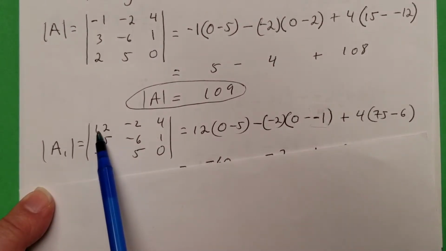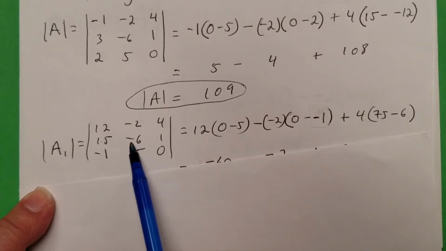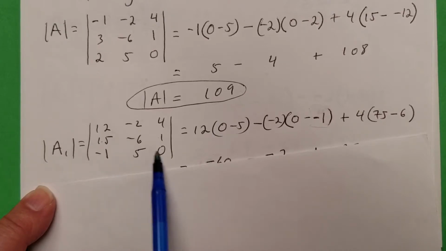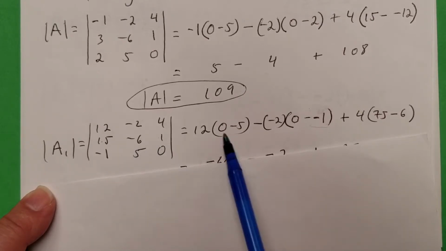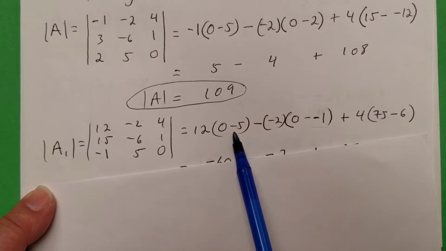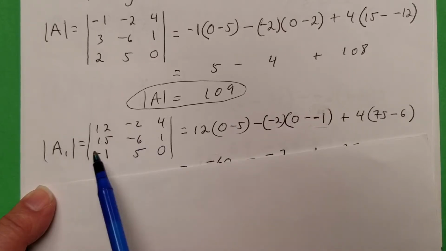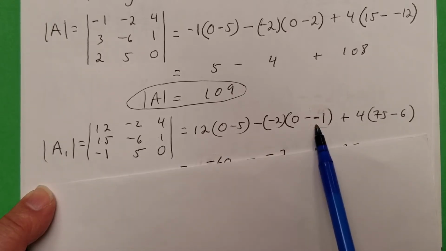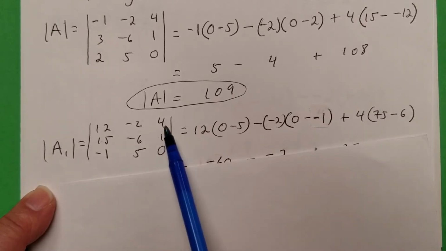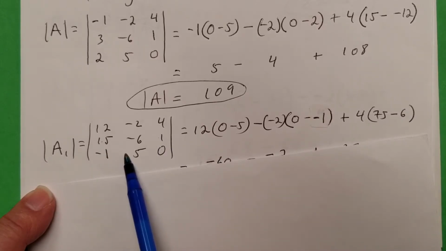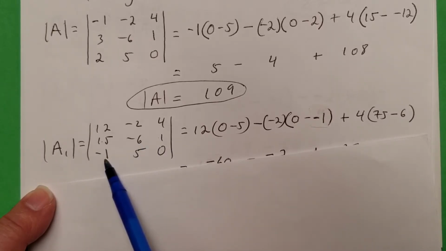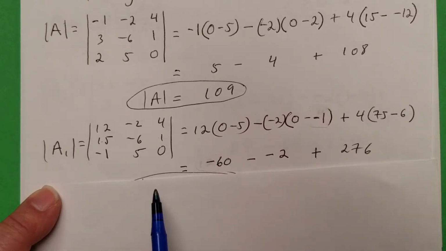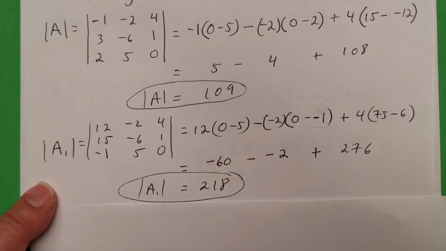Right? So it's going to be 12 times negative 6 times 0 minus 1 times 5. So I just do it in my head. This is 0, this is 5. That's what I have, 0 minus 5. Then it's negative 2 times 15 times 0, 1 times negative 1. Then it's 4 times 15 times 5, negative 6 times negative 1. There it is. I do the math, and the determinant of A1 is 218.